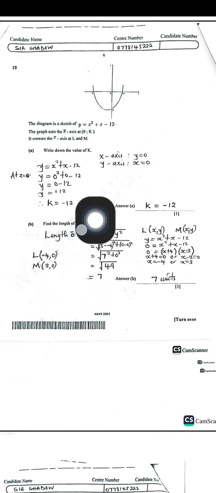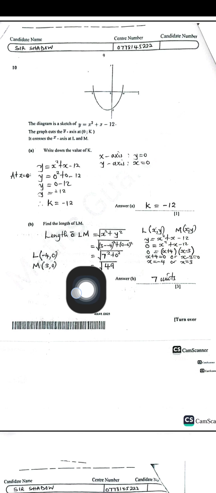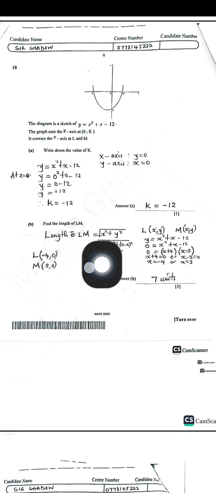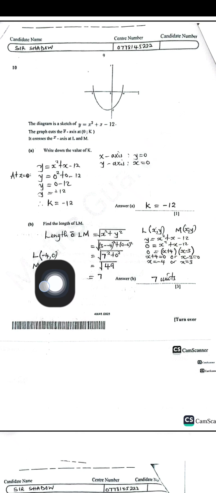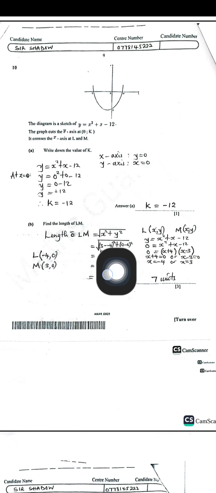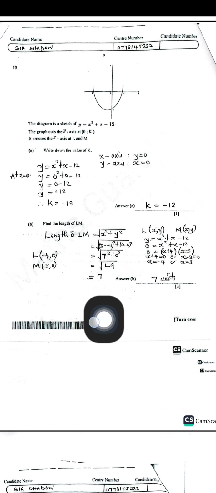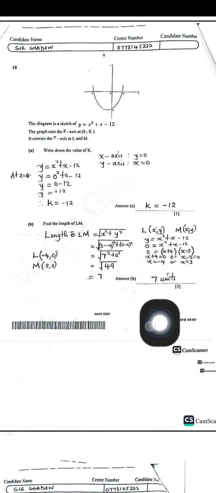We find the length of LM by using this formula, the square root of x squared plus y squared. Length is also known as modulus or magnitude. Just note that. So we are saying the difference in x, 3 minus minus 4, all squared, plus 0 minus 0 squared. Here we get 3 minus minus 4, which is 7, squared plus 0 squared, you get 49, the root of 49, which is equal to 7. So this length LM is 7 units.